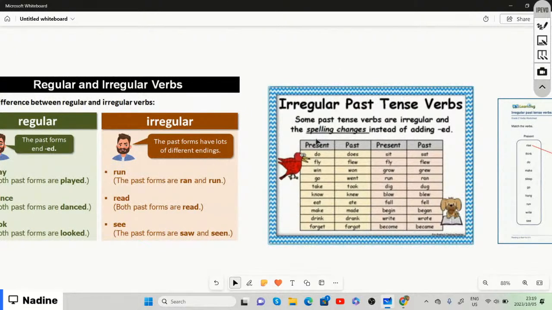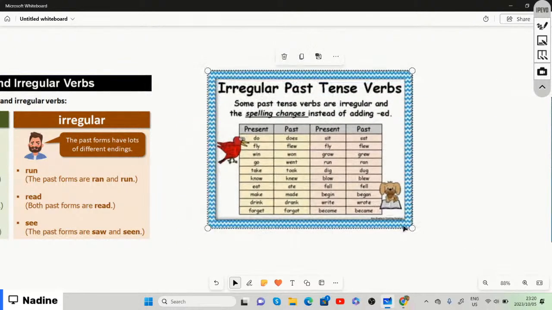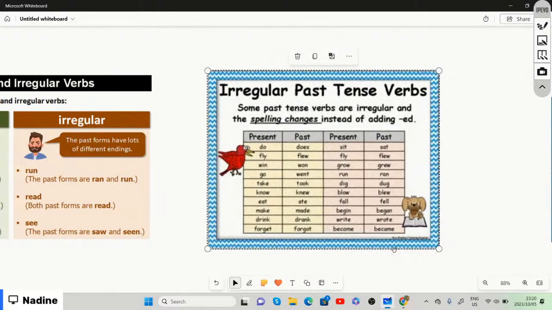All right, so we said that the irregular past tense, right? The spelling changes. So we don't just have a rule that we follow where we say we add an ed or anything. The spelling of that word changes. And here are but a few examples. We see that some past tense verbs are irregular, and the spelling changes instead of just adding ed. And here are but a few examples.